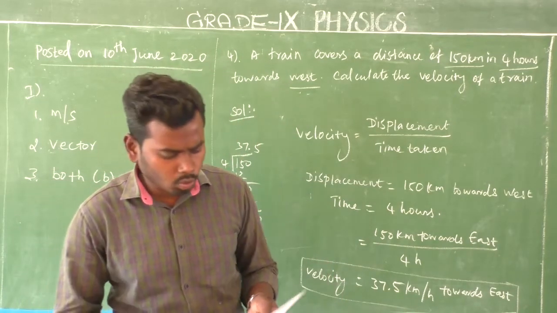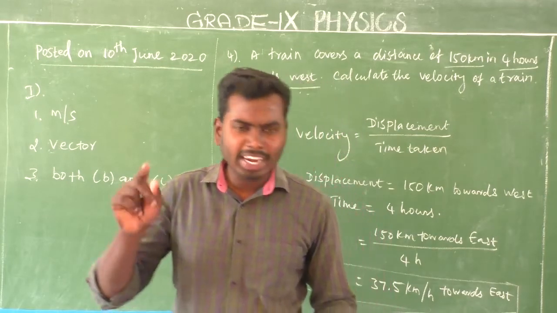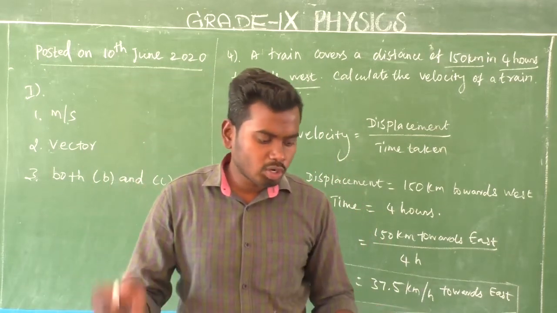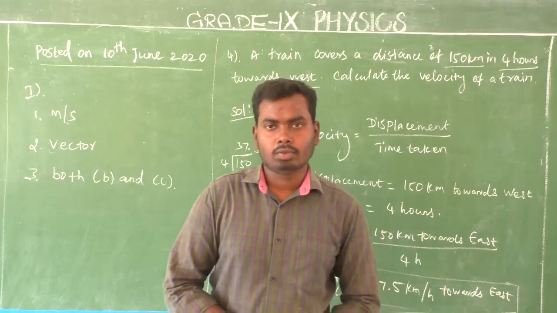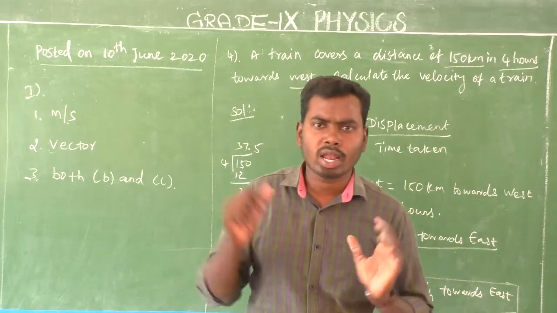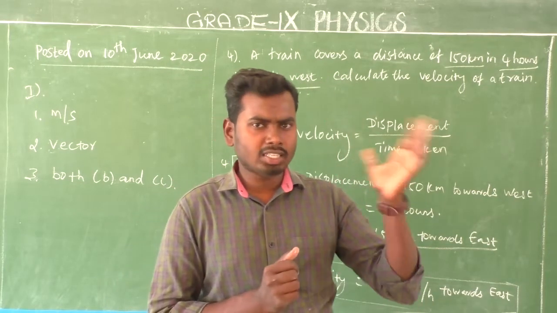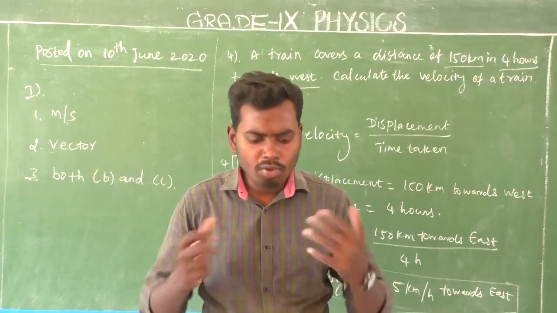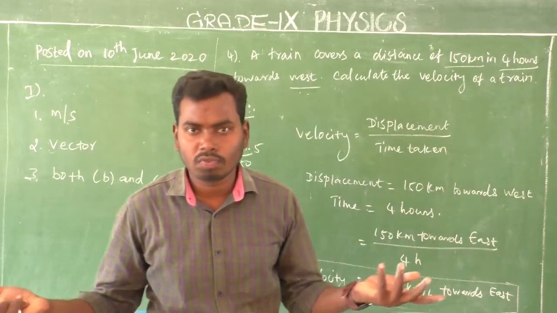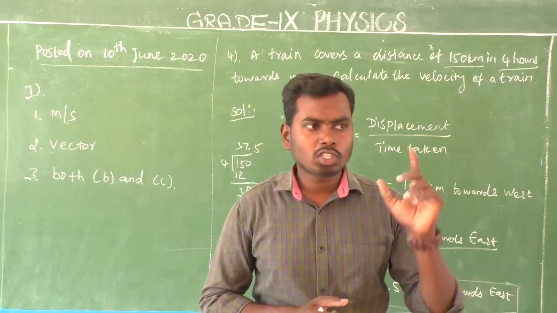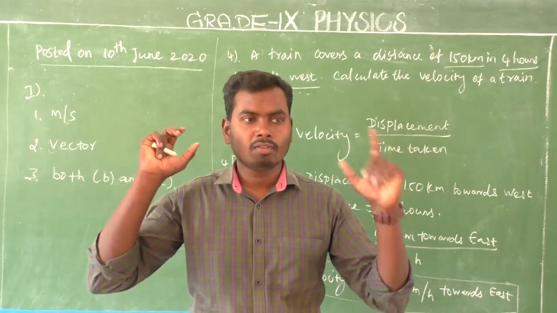Come to the fifth question. Differentiate between speed and velocity. Already we know what speed is and what velocity is. Now we are going to differentiate both. First one is speed and second one is velocity.